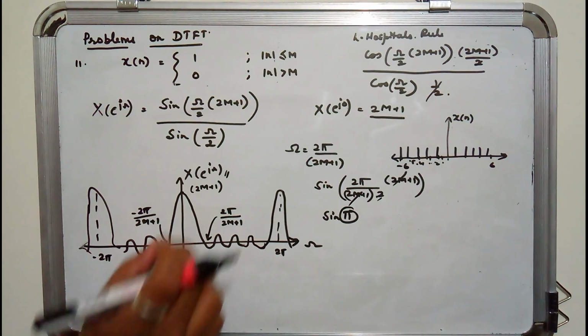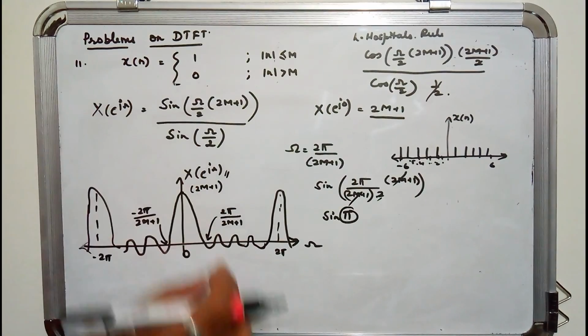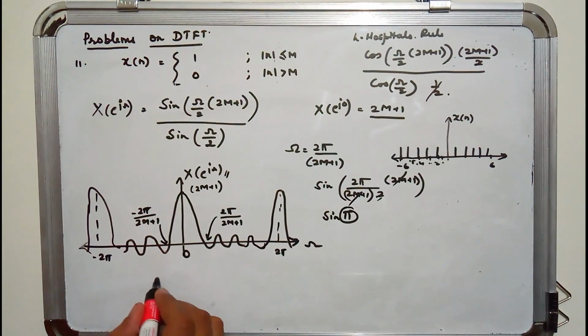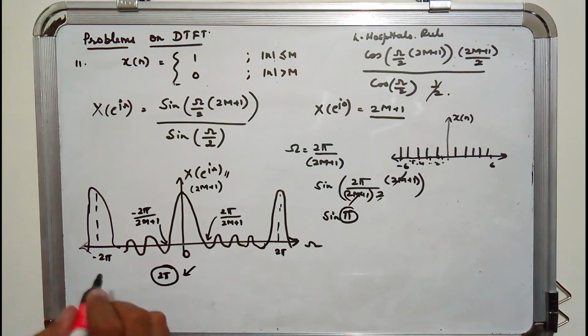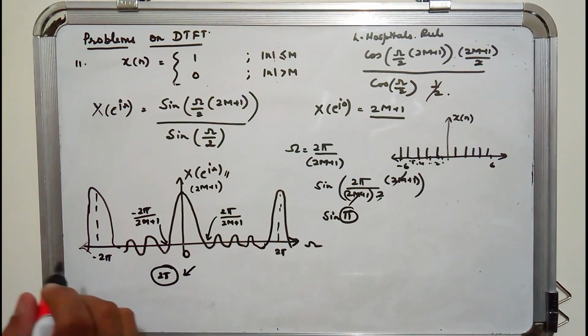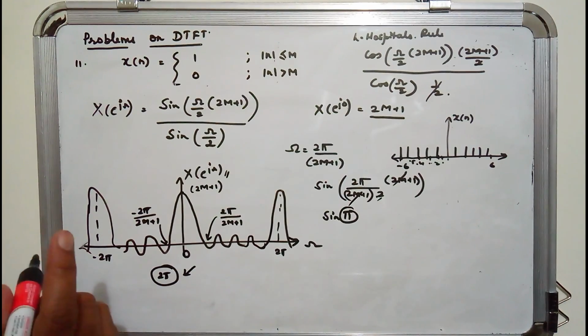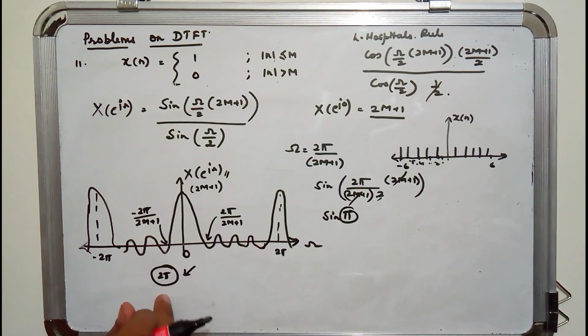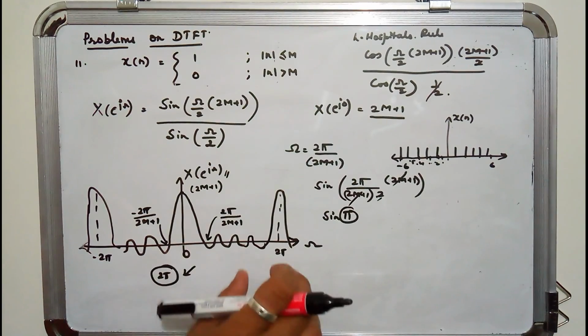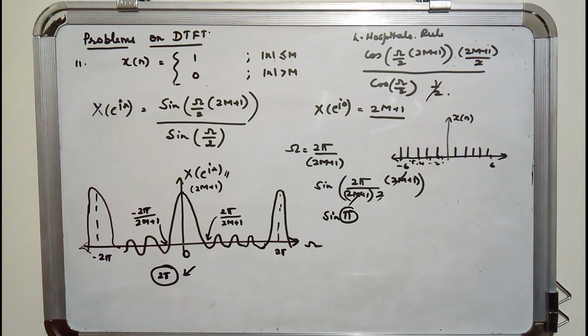That is why the DTFT of any signal is periodic with period 2 pi. The proof for this I have given in the very first problem, so you can look into it. The DTFT of any discrete time signal is periodic with period 2 pi. So that is why this sinc pulse repeats after 2 pi.